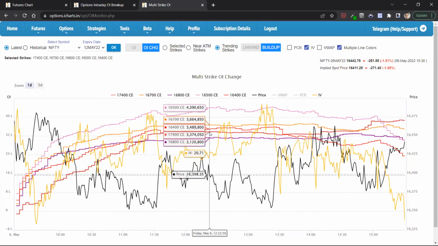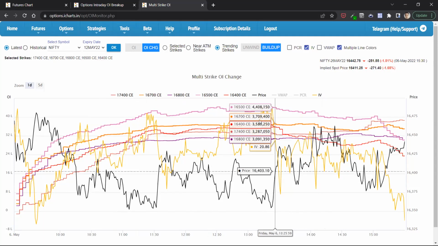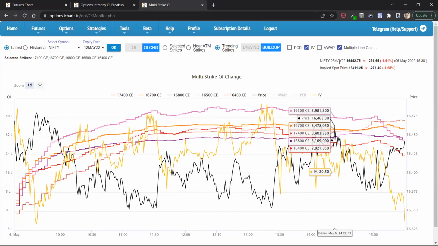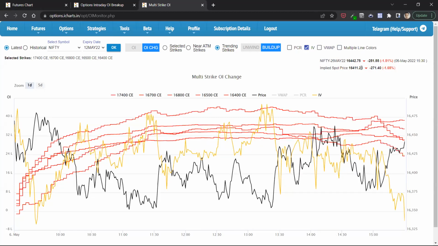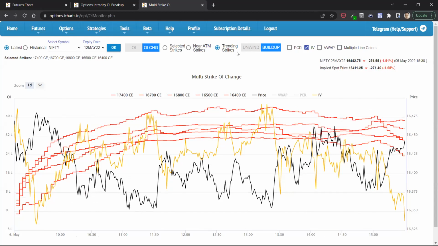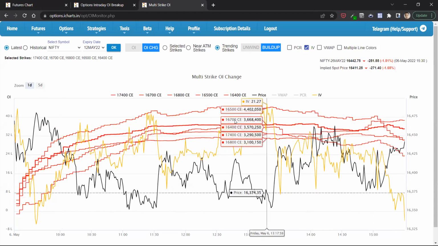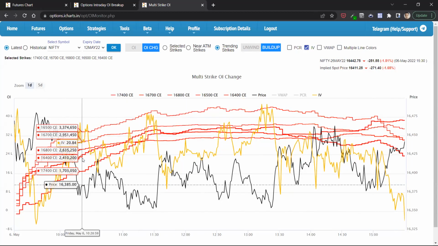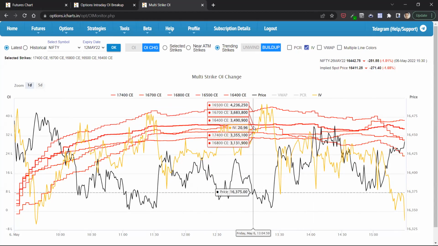So this is useful, especially to get a quick snapshot of what the overall sentiment is. If you, for example, turn off multiple line colors, now these are all red lines trending. I have selected trending strikes here and OI change here. So immediately I come to know that all lines are red, indicating that the sentiment is overall down. This gives you a quick snapshot.